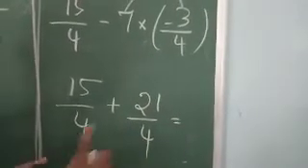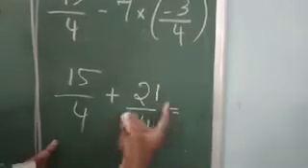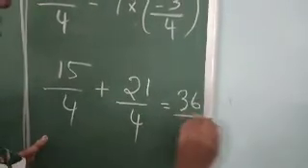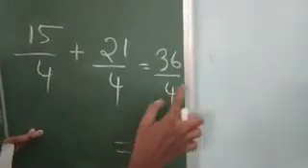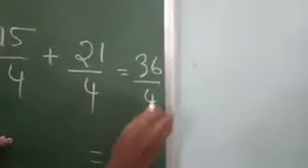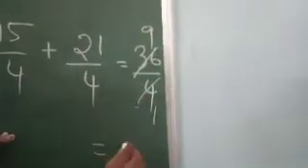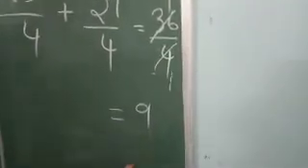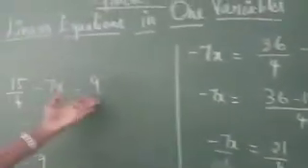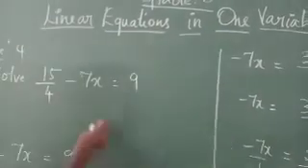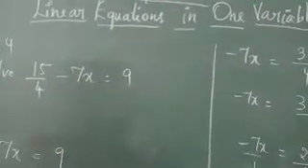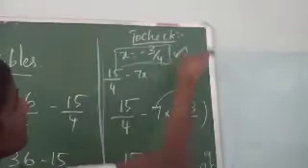Here the denominators are same, so you simply add the numerators. If you add, how much will you get? 36 by 4. If you multiply 9 with 4, you will get 36. So here it is 1 times and here it is 9 times. So I am getting 9 as my answer. So in the given question also we are getting 9. So what is the question given? When we solved this, 9 came. So our exact value for x is how much? Minus 3 by 4. So this is our answer and this is right.